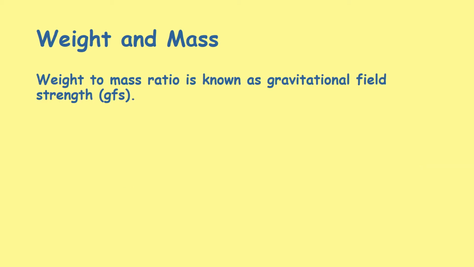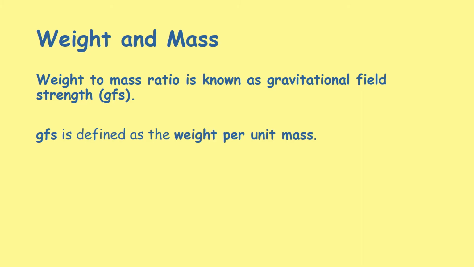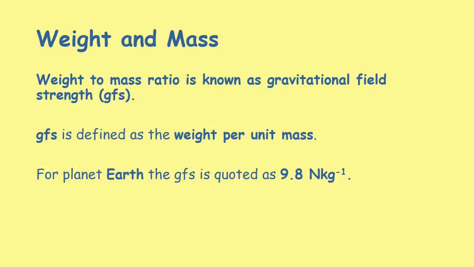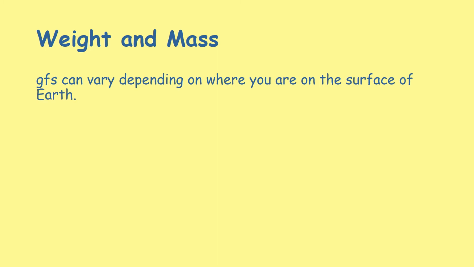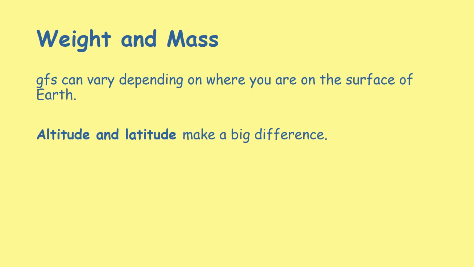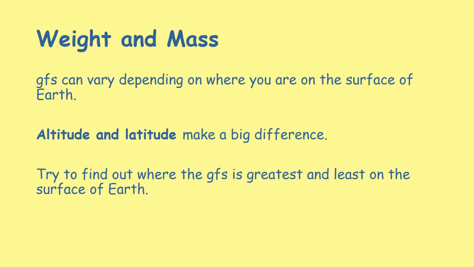So this weight to mass ratio is known as the gravitational field strength. Gravitational field strength is defined as the weight per unit mass, and for planet Earth, this is 9.8 newtons per kilogram. This means that there is a downwards force of 9.8 newtons acting per 1 kilogram of mass. Gravitational field strength can vary depending on where you are on the surface of Earth. Altitude and latitude make a big difference. Altitude being how far you are away from sea level, so if you're up a mountain, and latitude is where you are on Earth, so at the equator or up at the North Pole. What you could do is you could try and find out where the gravitational field strength is greatest and least on the surface of Earth.